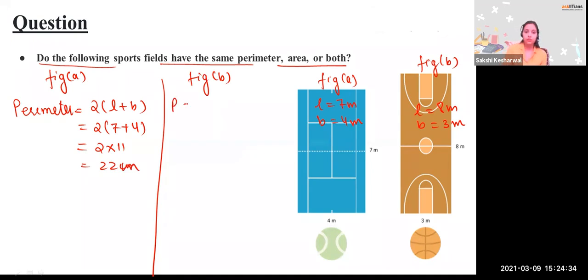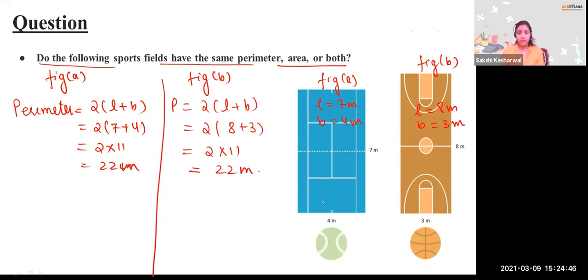Coming to figure B, it was 2 times of (L plus B). So this is equal to 2 times of (8 plus 3), which is equal to 2 into 11, which is equal to 22 meter, right? So we still got the same perimeter. Will you get the area the same? No, the area won't be the same, right? You see that the perimeters are the same, but the areas are not the same.